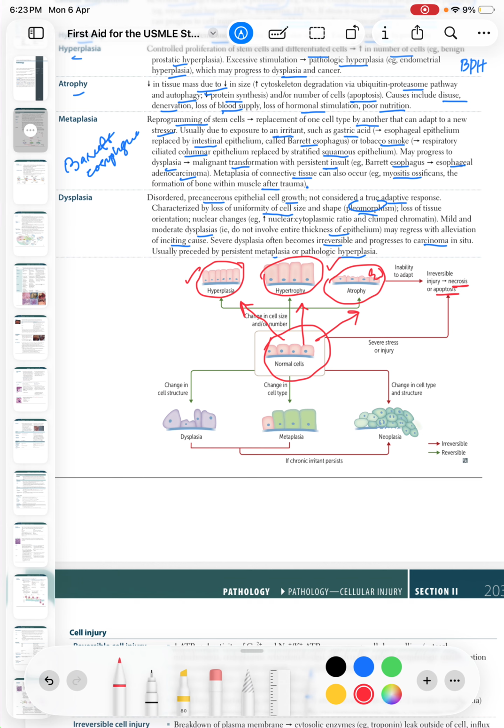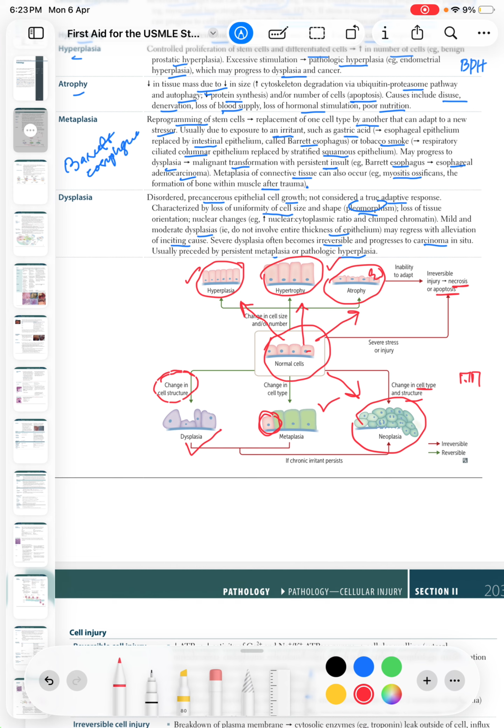Now, what is dysplasia? There is a change in the cell structure. Dysplasia: structure change. What is metaplasia? There is a change in the cell type. These three are normal cells and this one is a different cell. So metaplasia is a change in the cell type. Now what is neoplasia? In neoplasia, there is a change in both the cell type and structure. The normal cell is this one. So here in neoplasia, which has cancerous cells, both things are different.